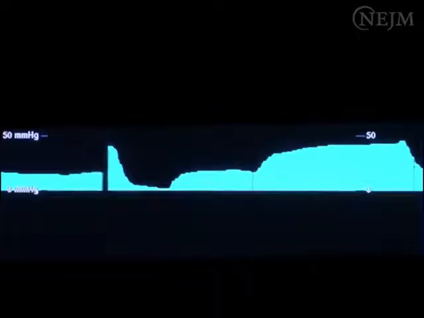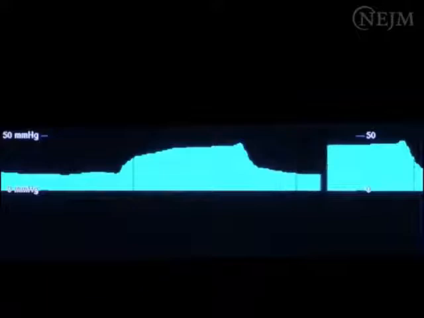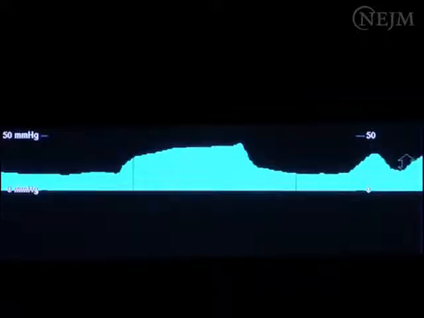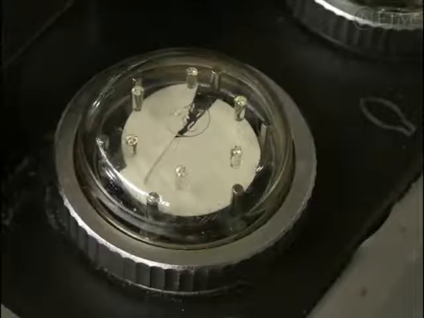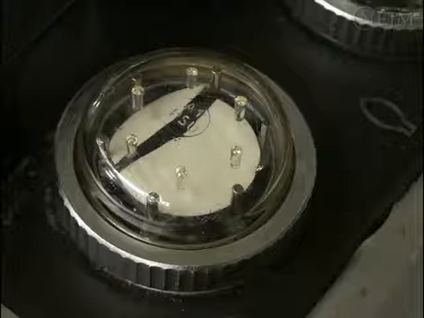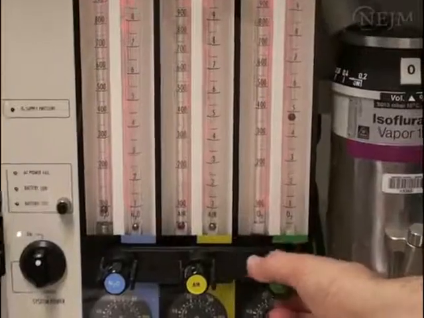Waveforms that do not return to zero during inspiration indicate rebreathing of carbon dioxide. This can occur if the carbon dioxide absorber in an anesthesia machine is chemically exhausted, if a valve in the ventilator circuit is not functioning properly, or if the flow of fresh gas is insufficient. An elevated baseline can also be seen if the device is calibrated incorrectly.